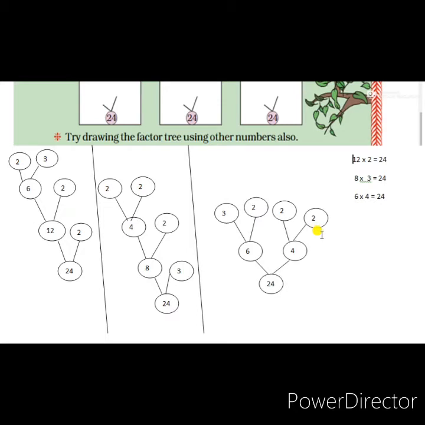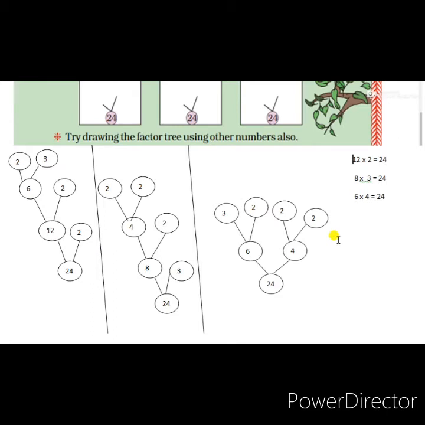In any way we do, we will get the same answer. The prime factorization of 24 equals 2 into 2 into 2 into 3, otherwise 3 into 2 into 2 into 2. In this way, whichever way we do, we will get the same answer.